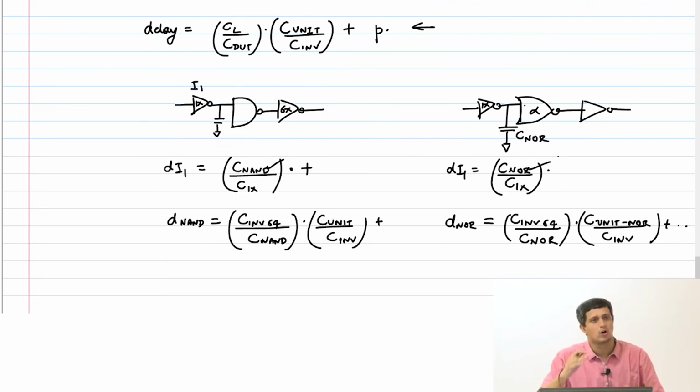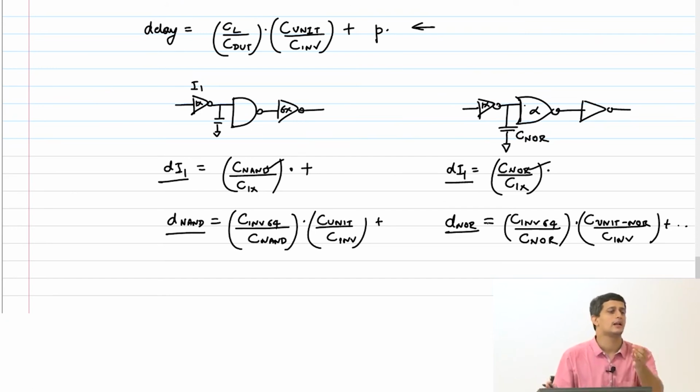When we sized and we got this 4 by 5, 5 by 4 and all, we said these two are the same, therefore these two delays have to be the same. Now I can compare just the delay of the NAND and the NOR and tell you which of these two paths is better, is what we said. So this is the idea of logical effort.